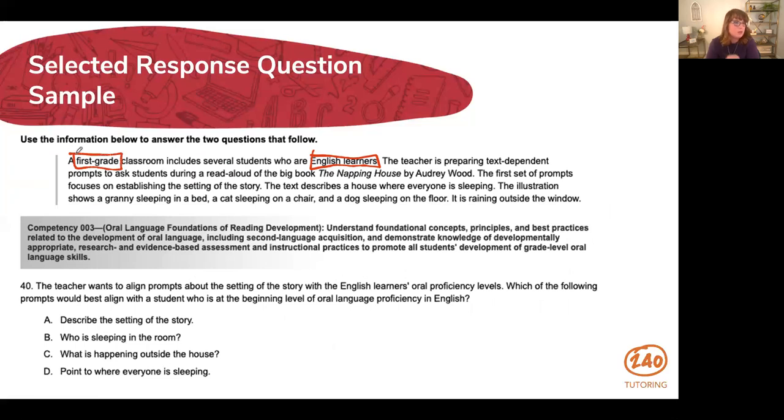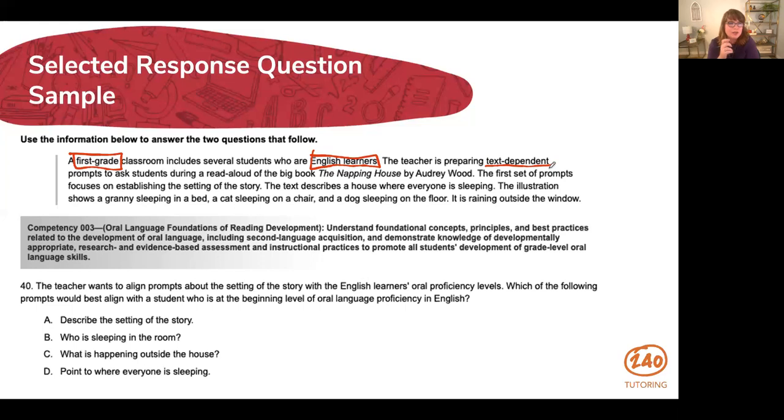First grade classroom includes several students who are English learners. The teacher is preparing text-dependent prompts to ask students during a read aloud of the big book, The Napping House by Audrey Wood. This is a very common book we use in the primary grades. It has patterns and all wonderful things to help kids.